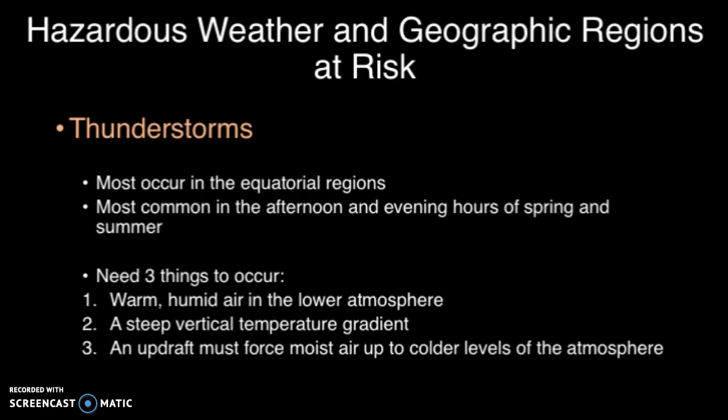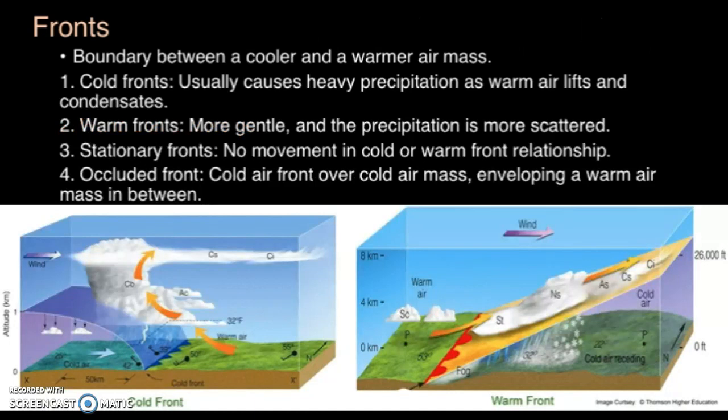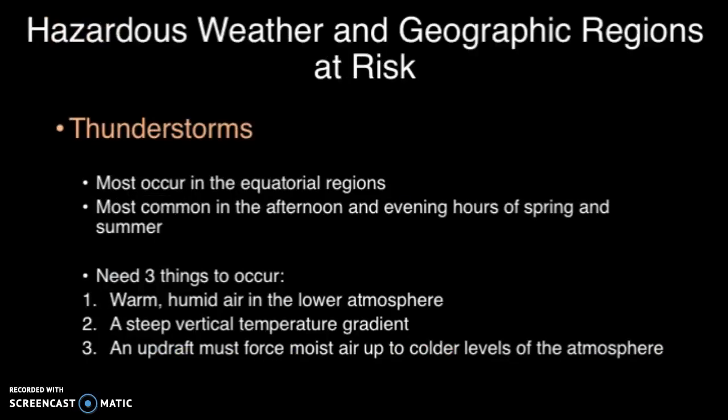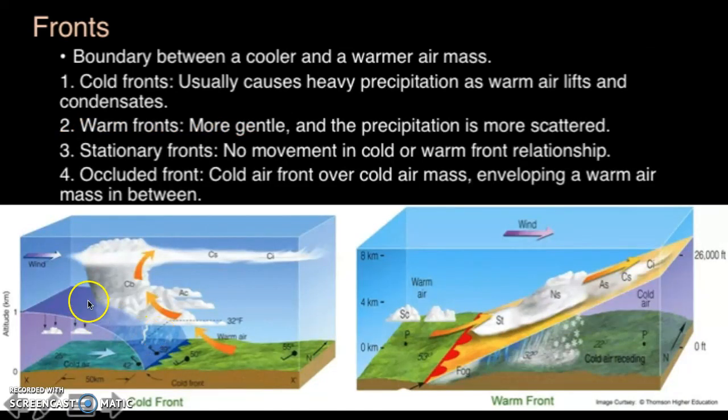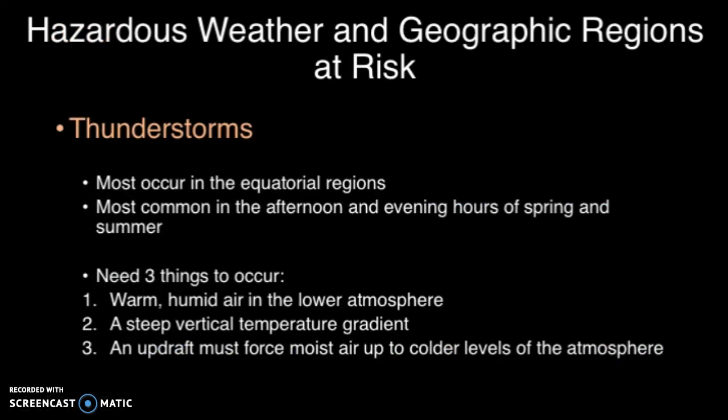If you think about those three conditions, you can think about them being met for cold fronts, right? As we saw in this slide, if you think of those three things: warm, humid air in the lower atmosphere, check. A steep vertical gradient, check. And then an updraft that forces that moist air into the colder levels of the atmosphere because of the cold front, check. So a cold front is a perfect scenario where you get thunderstorms. Okay?